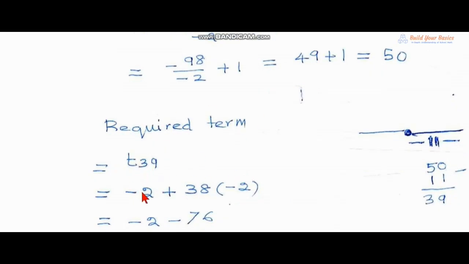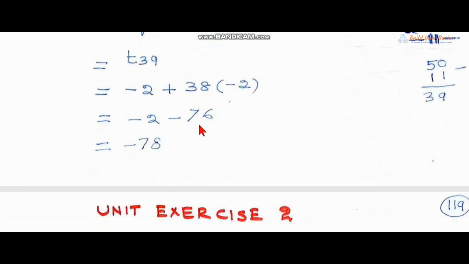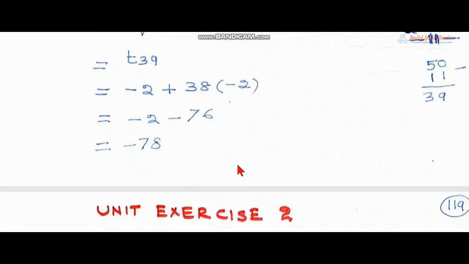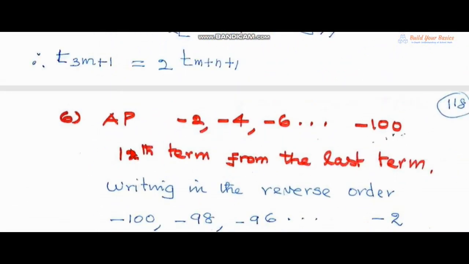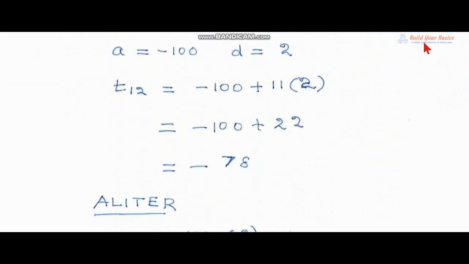T39, that is A plus n minus 1 D. A is -2 plus 39, so 38 into D, which is -2. So -2 minus 76. That's equal to -78. So even without writing the series in the reverse order, we can find the 12th term from the last. But the first method is a little easier. So that finishes the problem.